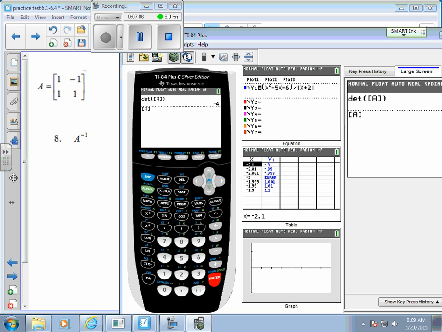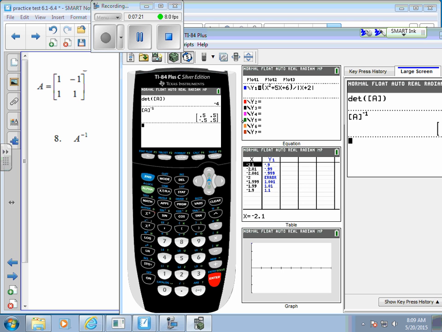Like if I was going to say what is the inverse of sine, we'd say the inverse sine, and we use that negative 1 symbol as the inverse. So if I press A to the negative 1, that's my inverse. Press enter, and there's your answer.